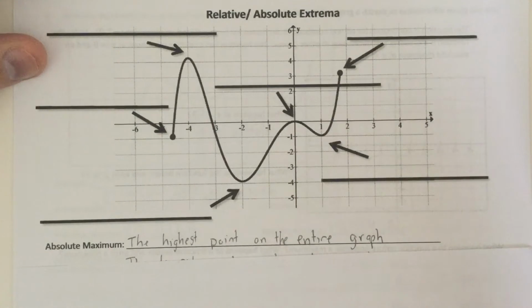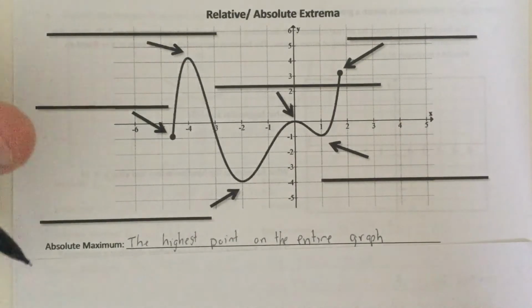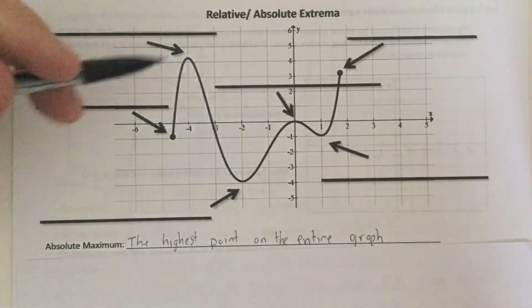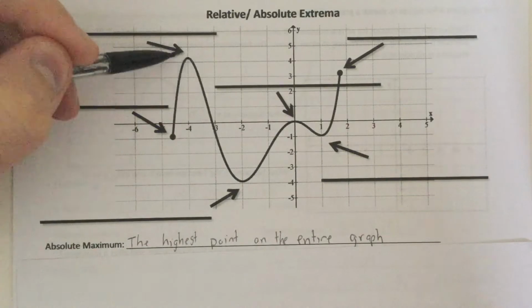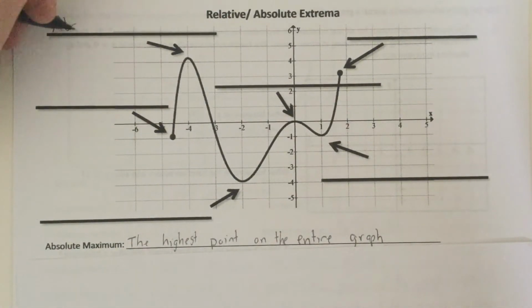So first, an absolute maximum is the highest point on the entire graph. So nothing higher, kind of like Mount Everest is the highest mountain in the world. So therefore, there's nothing higher than it. You have local hills around you that are high, but not nearly as high as Mount Everest. So this is the Mount Everest of everything. So we look at our graph here, we're looking for the absolute highest point, nothing higher than that. So that's right here. So we call that the absolute max.